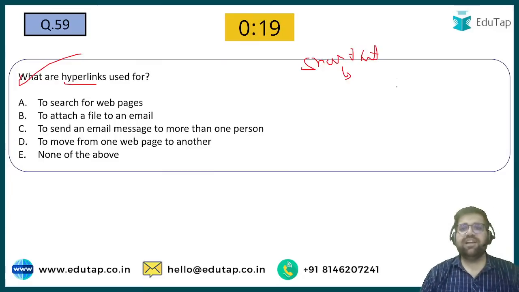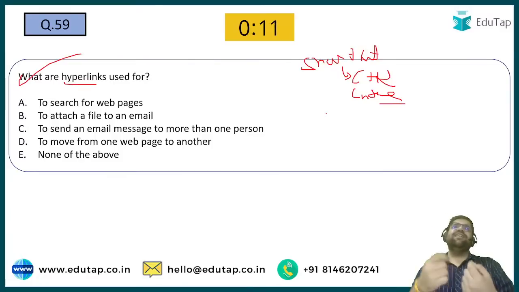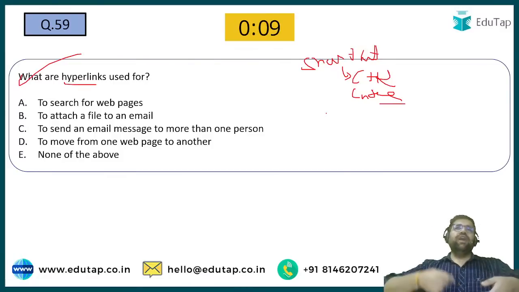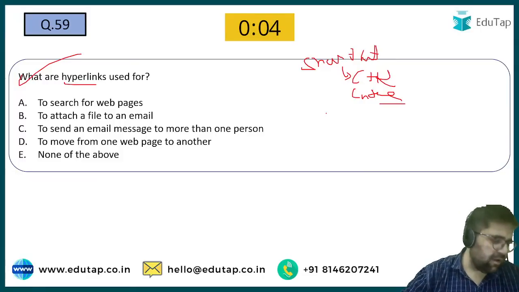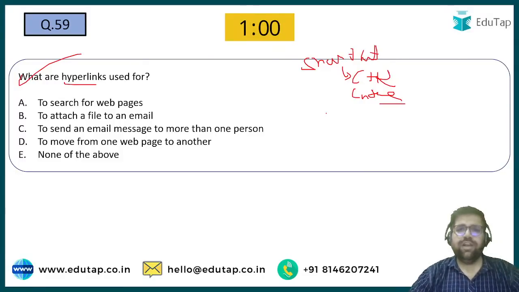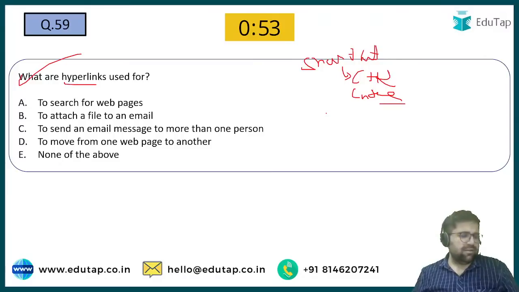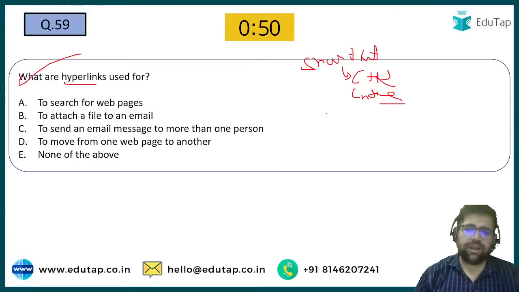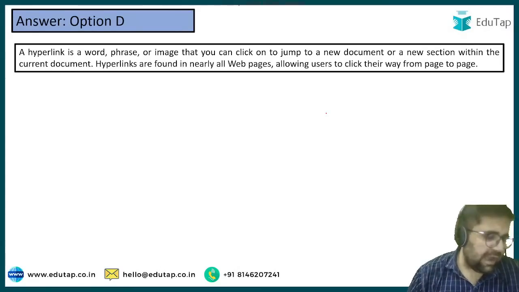What is the shortcut to insert a hyperlink? It is Control plus K. Okay, Control plus K. And what is the color by which you can identify a hyperlink, the default color by which the computer will highlight it? Can you please let me know the name of that color? Red, blue, green, magenta, pink, rainbow. What is the default color of hyperlinks? Yes, it is blue. Very good. So the default color is blue. The answer to this question was option D.